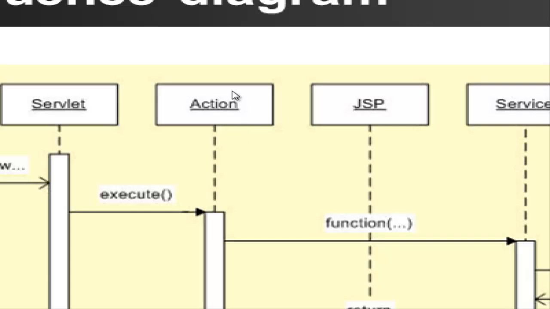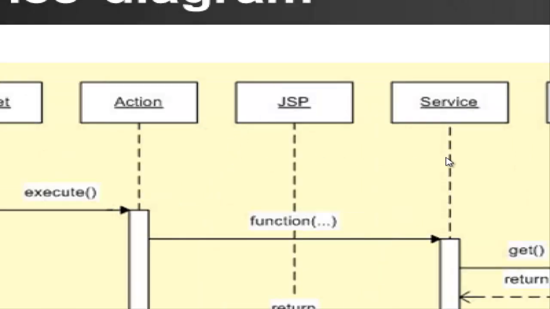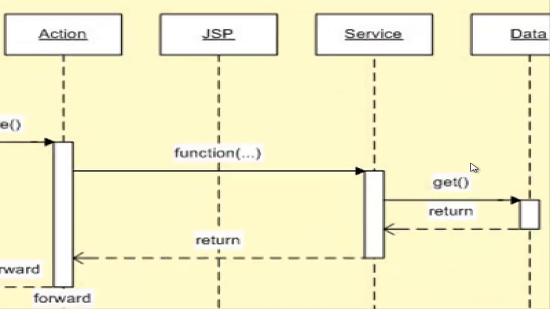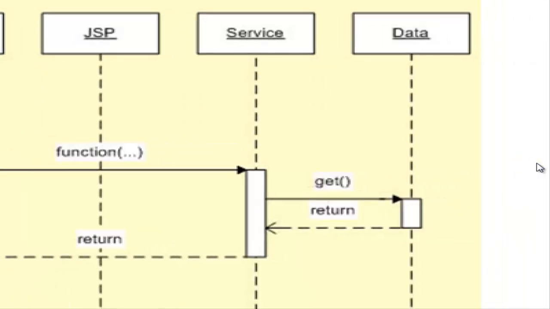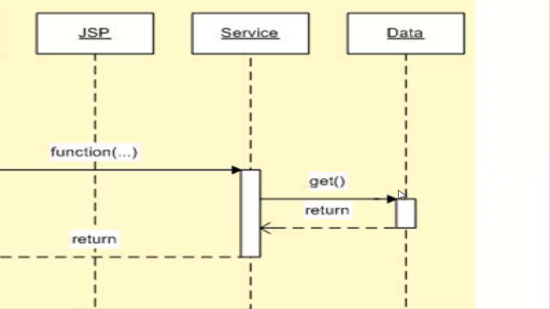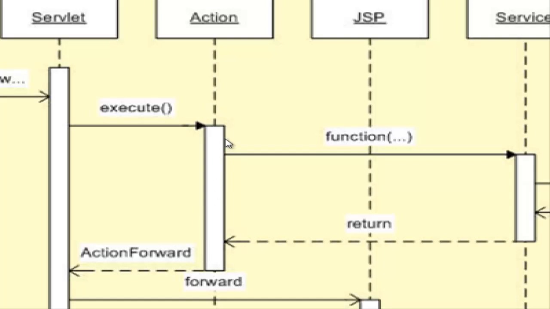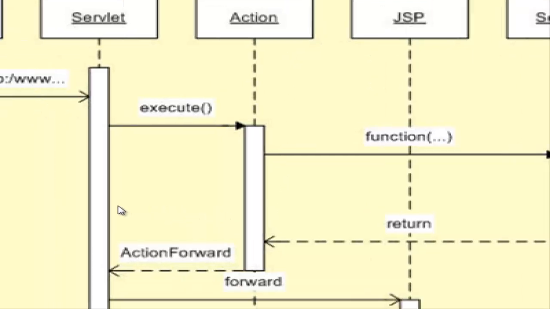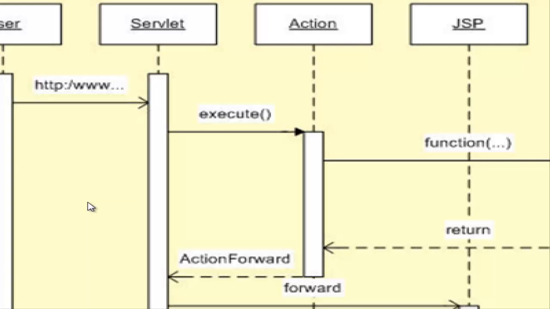Now, once the execute method is called, it may go to the business logic or to the service layer, and it may perform some work in the service layer. In turn, from the service layer, your request may go to some data layer, and you may access some data from the data layer. Once the service layer completes its work, the control is sent back to the action. The action returns an action forward back to the calling servlet. In our case, this calling servlet is the action servlet.